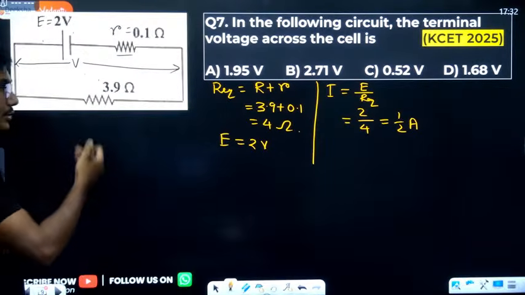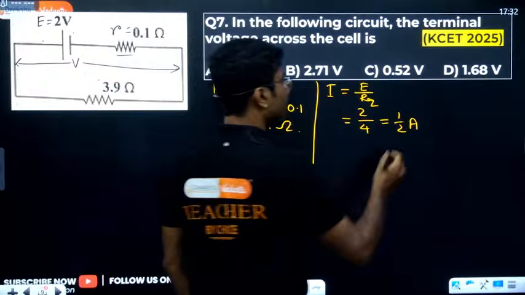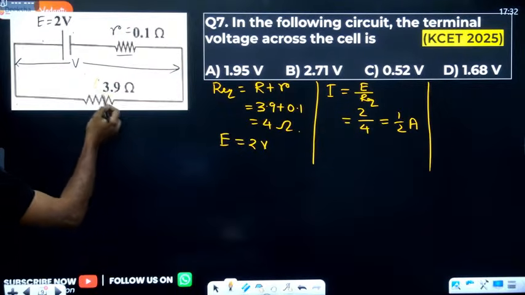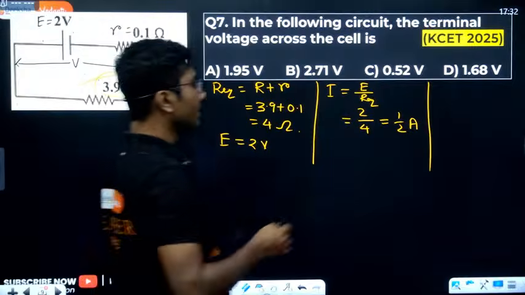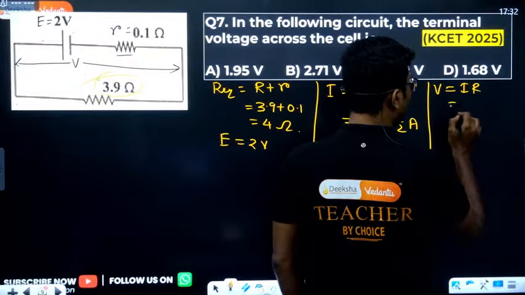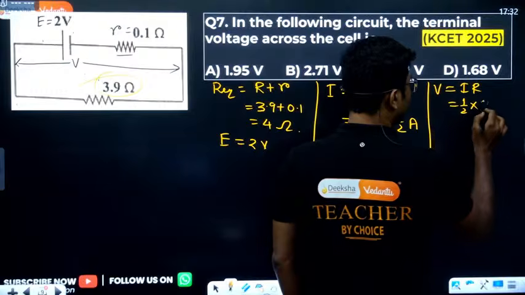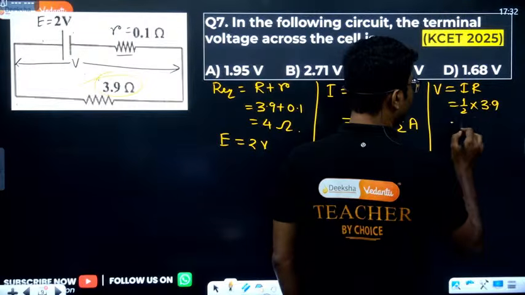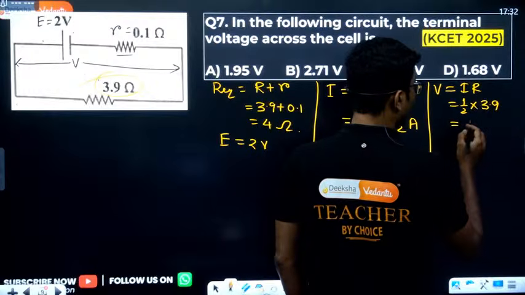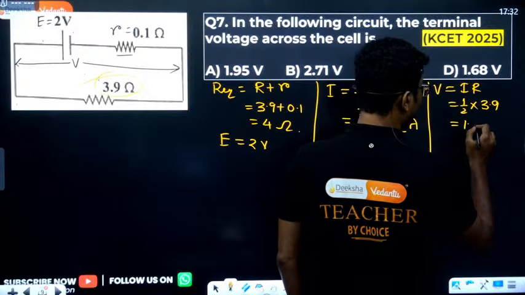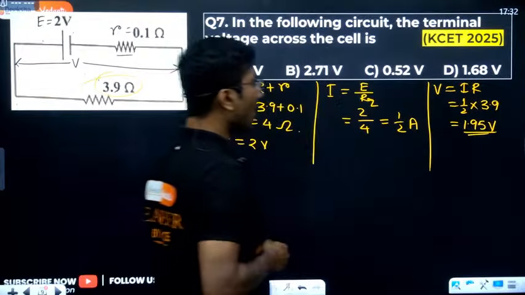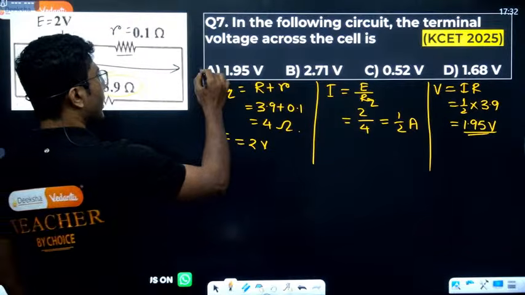Now there are two ways to calculate this terminal voltage. One, as I mentioned, you directly multiply the current with the external resistance, which is V equal to IR. I is half, and this is 3.9, so it will be 1.95. Okay, 1.95 volt. This is one way to do it. This is the answer.